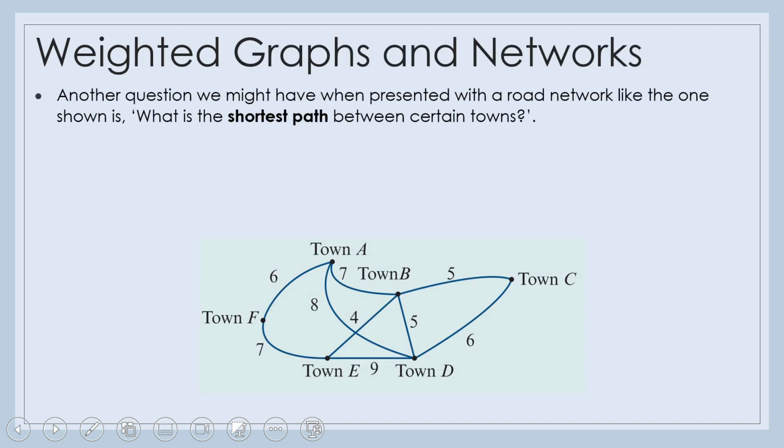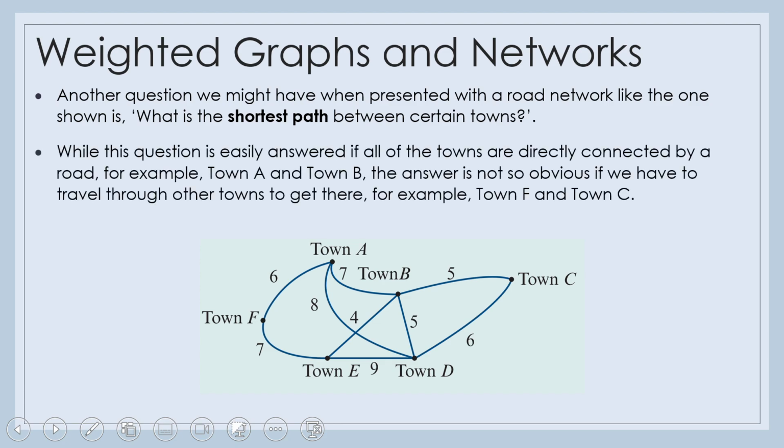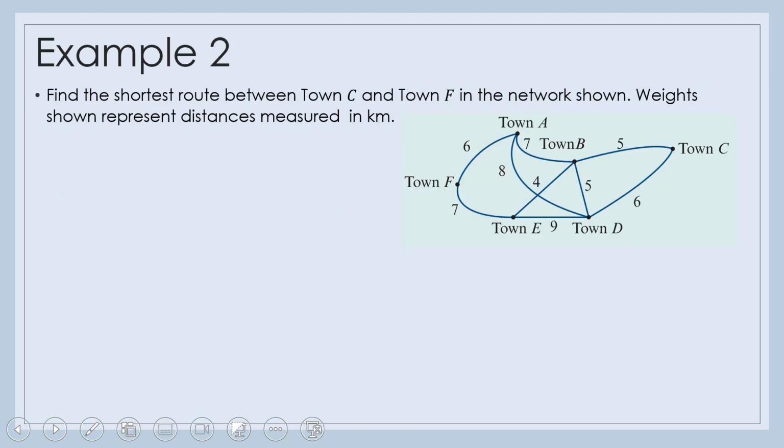Weighted graphs and networks. Okay, back to this example. What if we wanted to think about the shortest path between certain towns? If they're directly connected via a road, it may not in fact be obvious, considering some of the different towns and allocations to those towns. So don't think that just because one of the lines is longer, it is allocated a longer time. Just be a little bit careful of that.